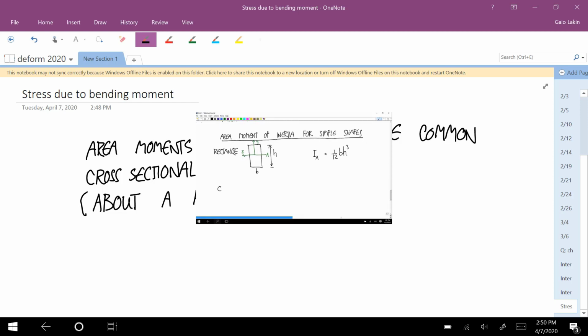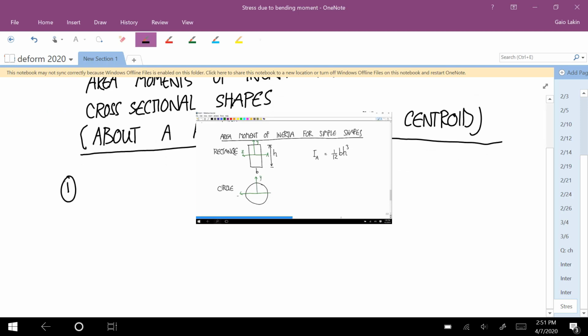The second one is a circular cross section, and I'll draw that on here. There's y and z. We're dealing with a radius R. Z is the axis we're talking about, the horizontal axis through the centroid. For the area moment of inertia about that axis A, the formula is pi R to the fourth over 4.